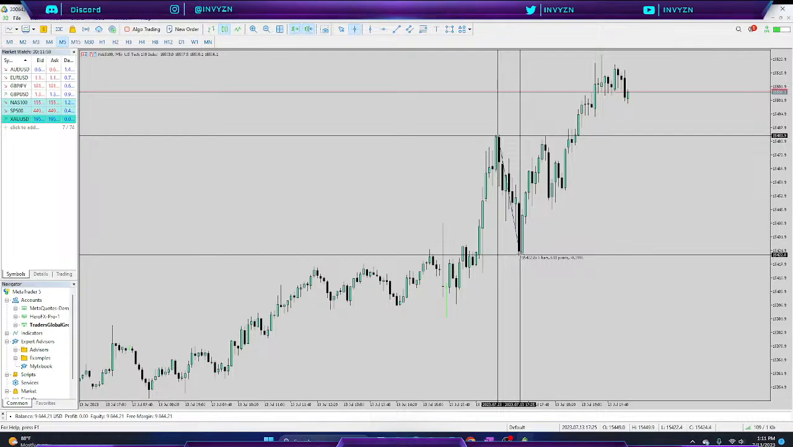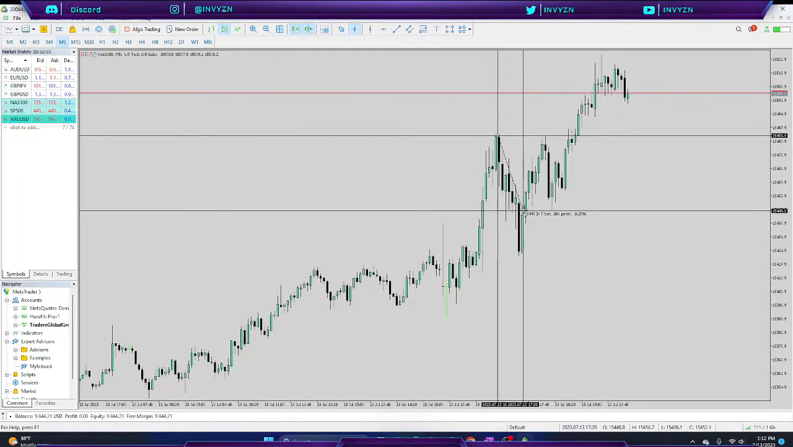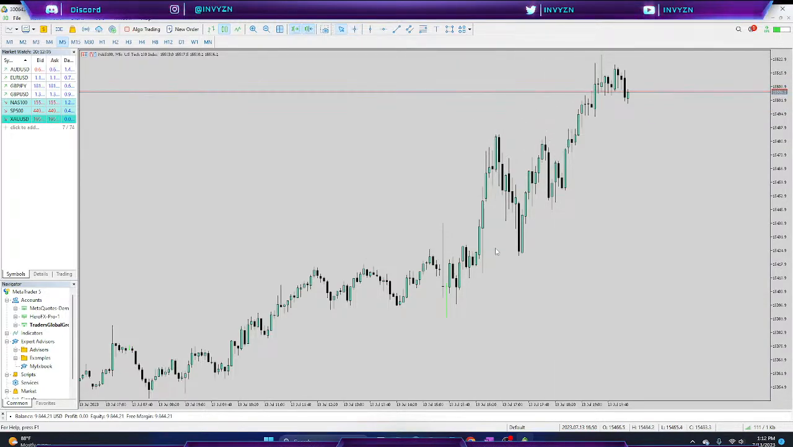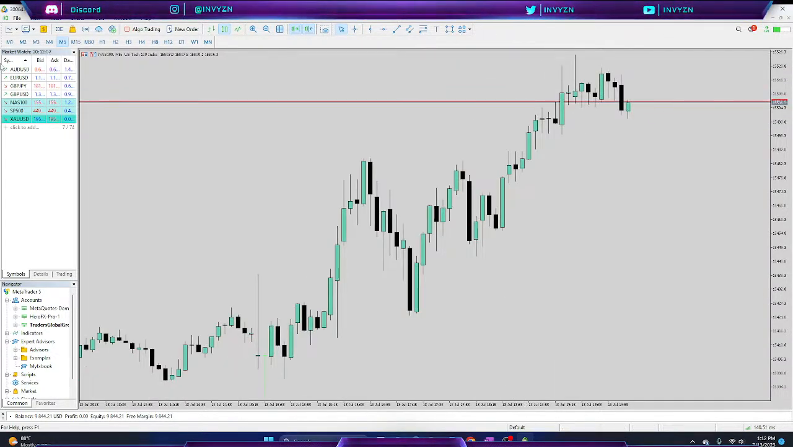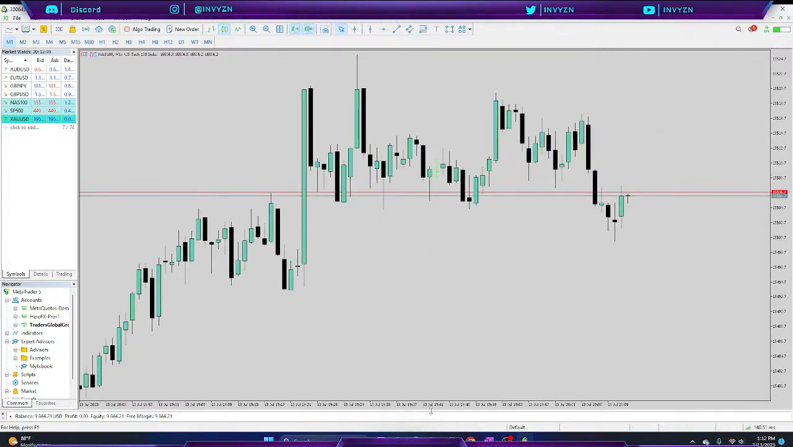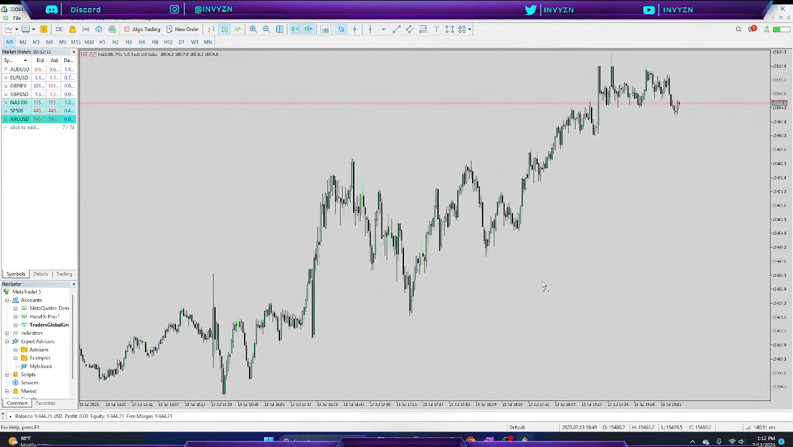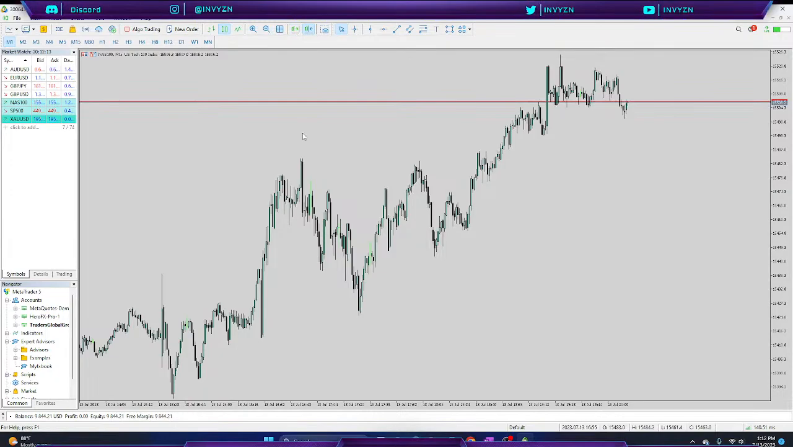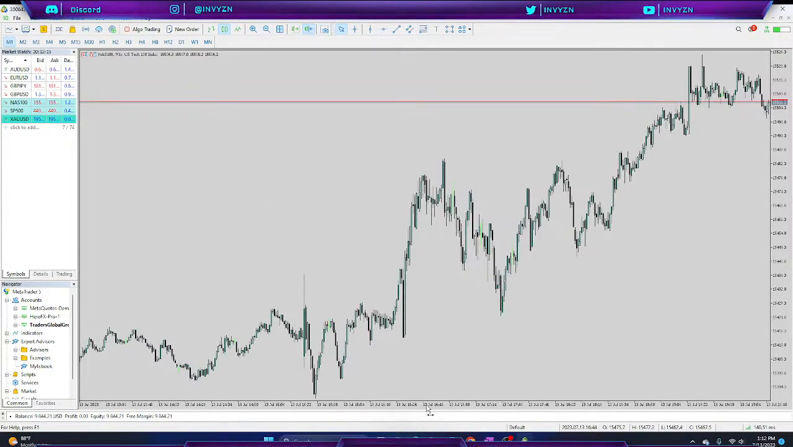Pulled back into our order block and then continued making its way up. Okay, we go down to the 1 minute time frame. Get rid of this right here.